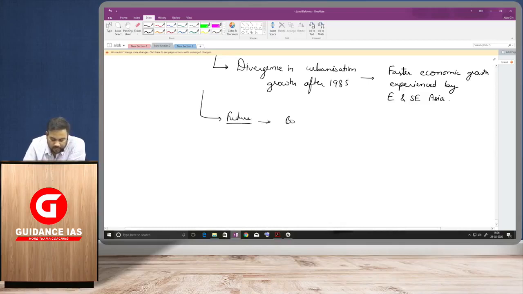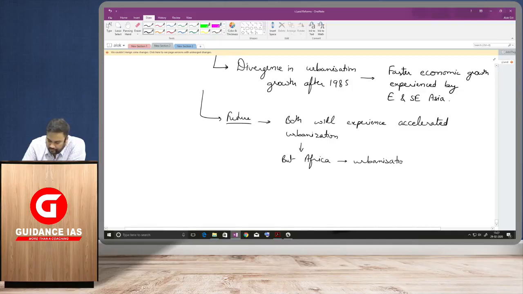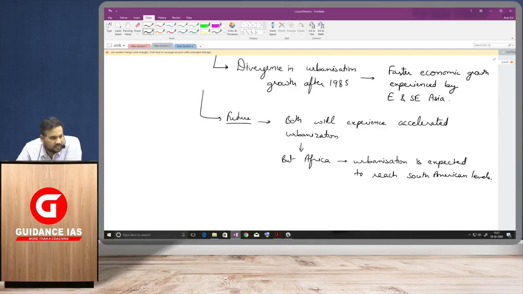In future, we will find that both will experience accelerated urbanization, but Africa's urbanization is expected to reach South American levels. Why? Can I say it has a similar physiography and typology of agriculture like South America?